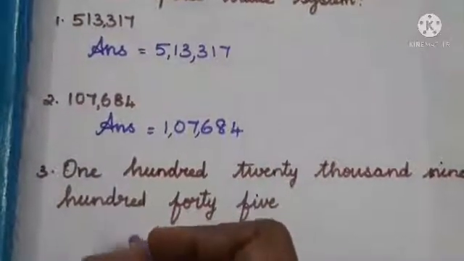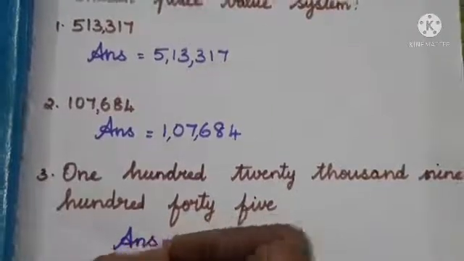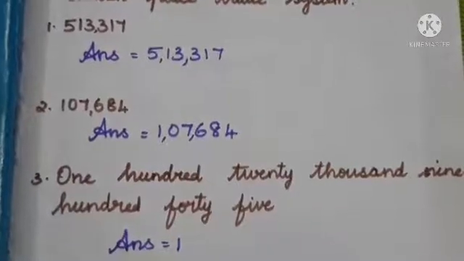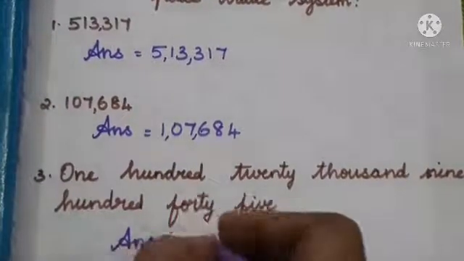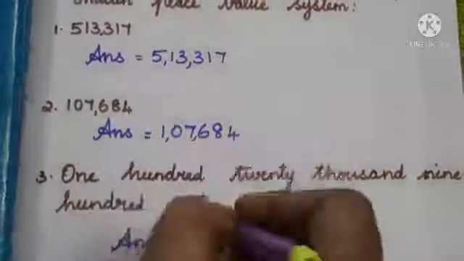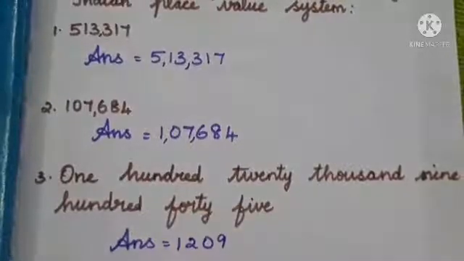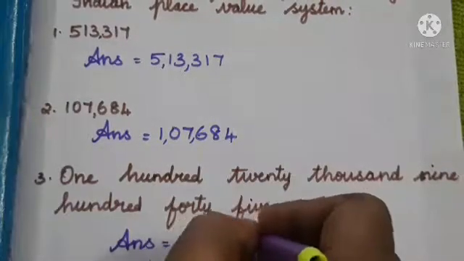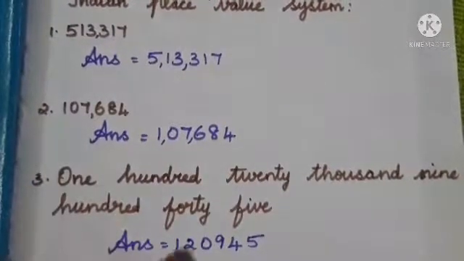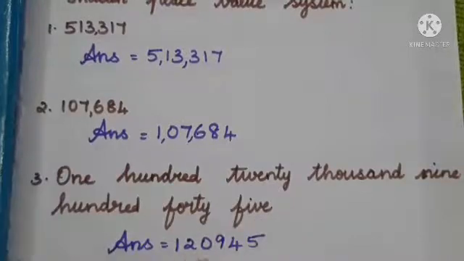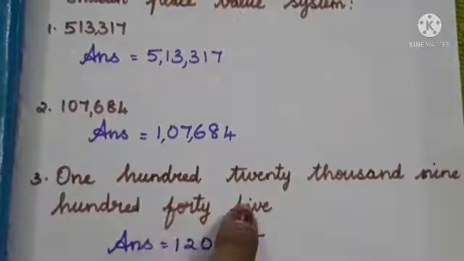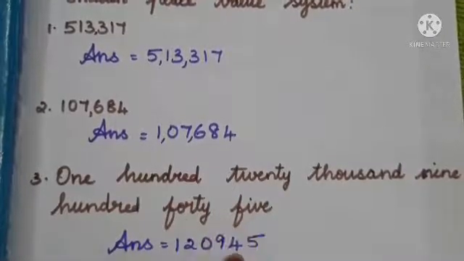So we write the number as answer equal to: how many hundreds? Yes, 100. Next 20,000, 20 means 20,000. Next 900, then 45. This is the number they have given, isn't it? 100 20,000, 900, then 45. So we have written 45.